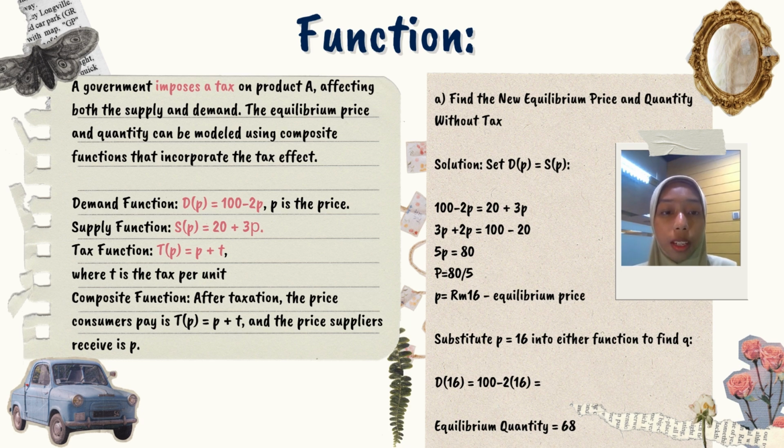To obtain the quantity without tax, we will need to substitute the value of p in either of the functions. So when p is 16, we get 100 minus 2 times 16, which is 68. Hence, the quantity without tax is 68.